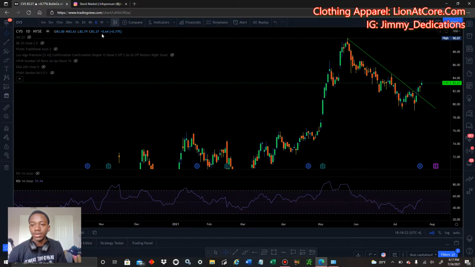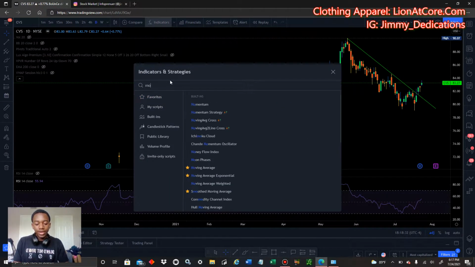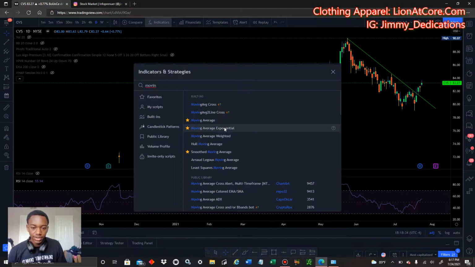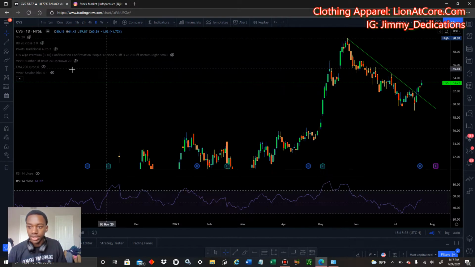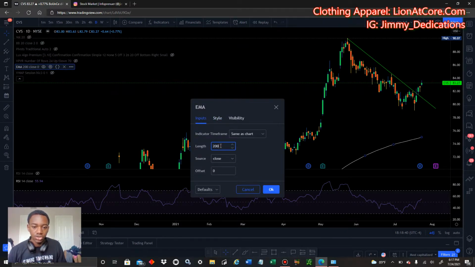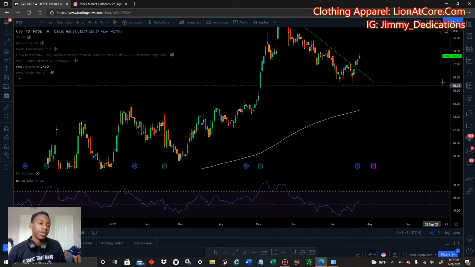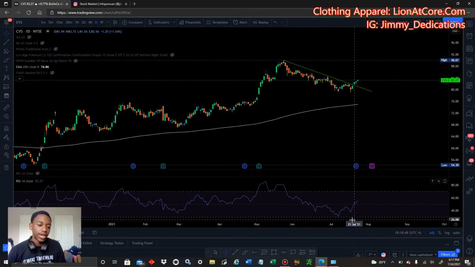The next thing we're gonna do is add the 200 EMA. We're gonna go up here, type in 200. Moving average, moving average exponential. Click on that. As soon as you click on it, this gonna pop up. Go to the settings. Change the length to 200. Make sure all these accurate. And then just hit OK. So now we got the 200 EMA that I was talking about, and the RSI.